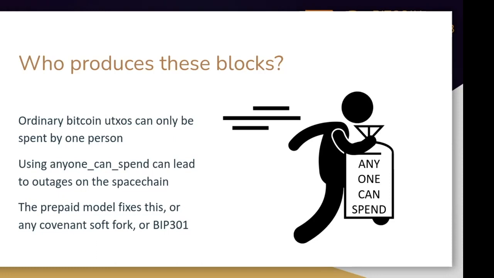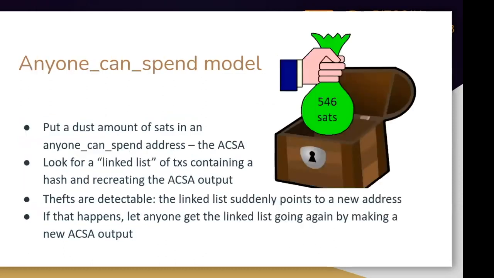Like I mentioned previously, you can use any of those soft forks to do blind merge mining. You can use BIP 301, which you'll learn about right after this. And there's something called the prepaid model, which I want to show you how the prepaid model works. But I want to give a little bit more detail about how the anyone can spend model works. This is the one that I used when I made my sidechain, my Spacechain.